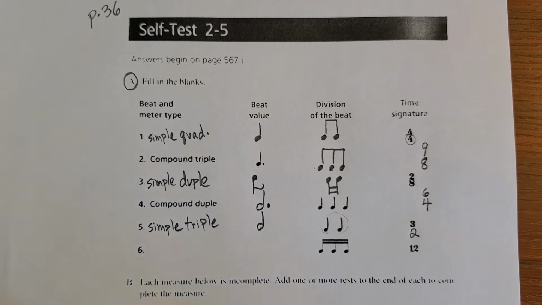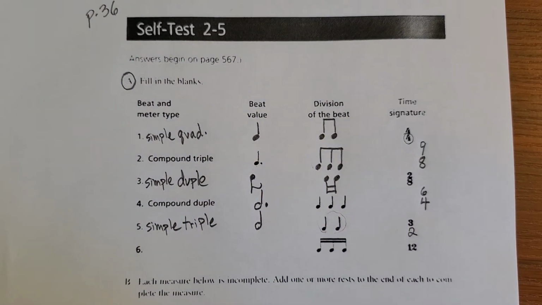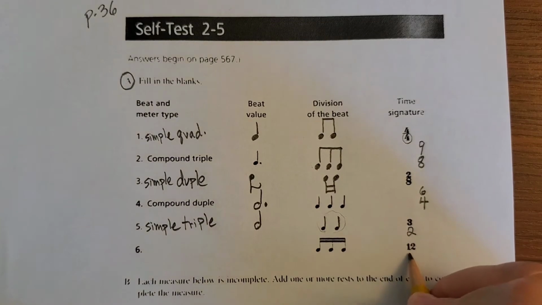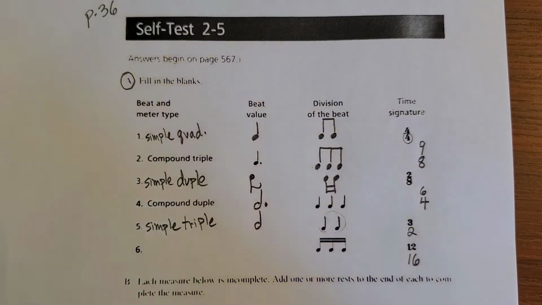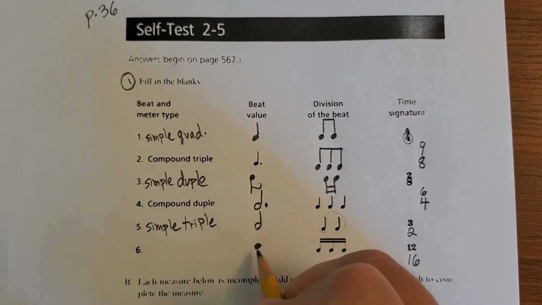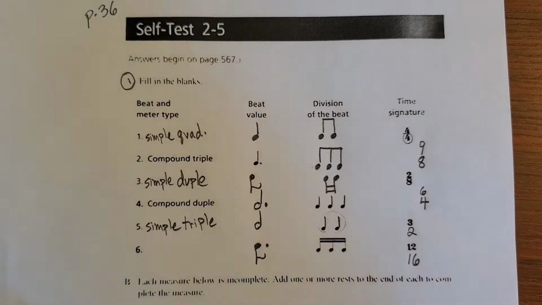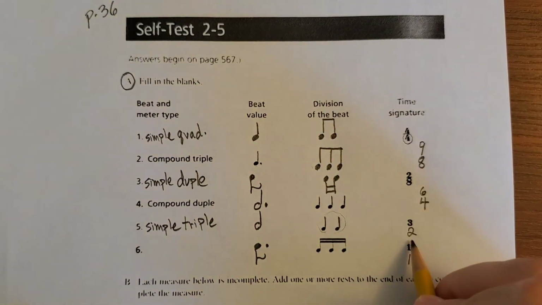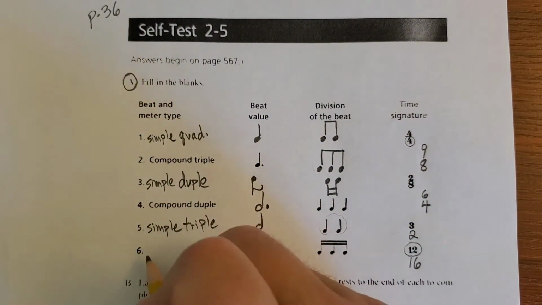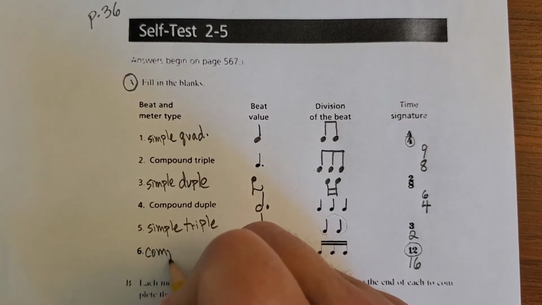And finally, number 6, 12 on the top of my time signature. Division of the beat, 3 16th notes. This has to be compound. So if it's compound, I know that the bottom number of my time signature is going to be 16 because the divisions are 16th notes. 3 16th notes equals 1 dotted eighth. That's the beat. And then remember, the top number indicates whether or not it's duple, triple, or quadruple. And this is going to be compound quadruple.